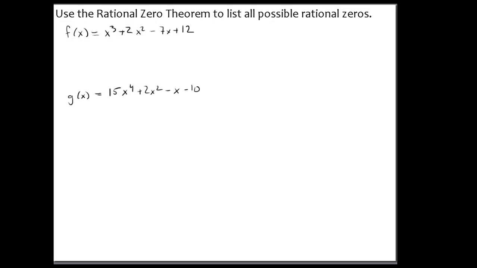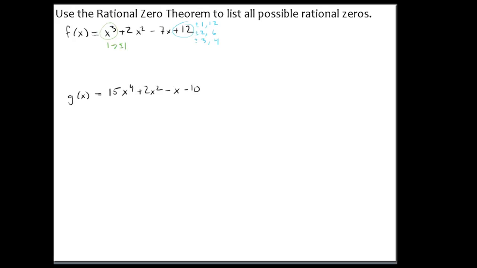Hey everyone, in this video we're going to use the rational zero theorem to list all possible rational zeros. Now, the rational zero theorem says we're going to take the leading order coefficient here and figure out its factors. So this is 1 and it has factors plus or minus 1. We're going to look at the constant term, 12, and take a look at its factors. We could have 1 and 12, 2 and 6, 3 and 4, right? And each one of those could be plus or minus.